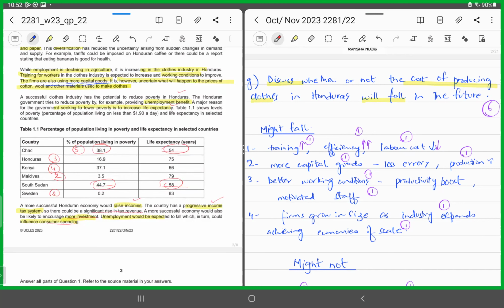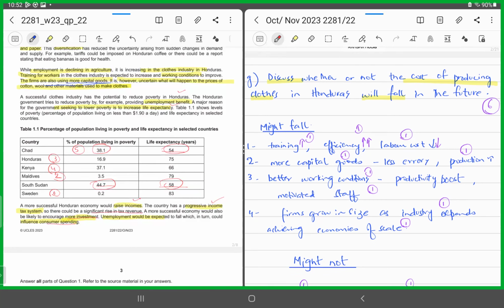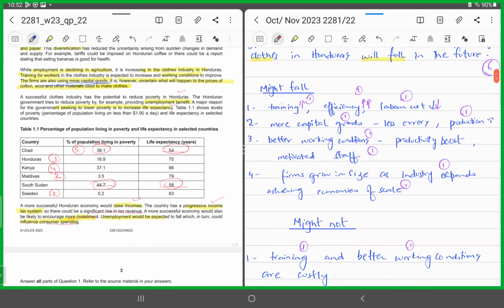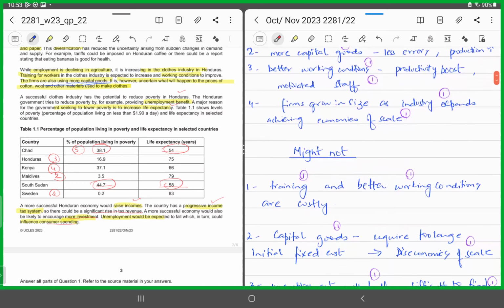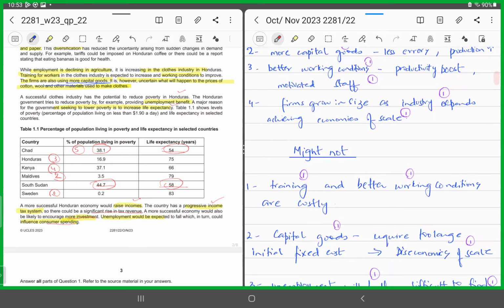It could also be because of the fact that the cost of producing clothes might fall in Honduras because better working conditions are now being offered to the employees. We all know that when the working conditions are better, the employees and the staff are all motivated, and you can witness a boost in their productivity levels, and hence the higher level of output would mean that the firms are achieving higher economies of scale, the firms will grow in size, which will lead towards lower levels of average cost. However, in the second paragraph, we'll say, it might be that the cost of producing clothes in Honduras might not fall.